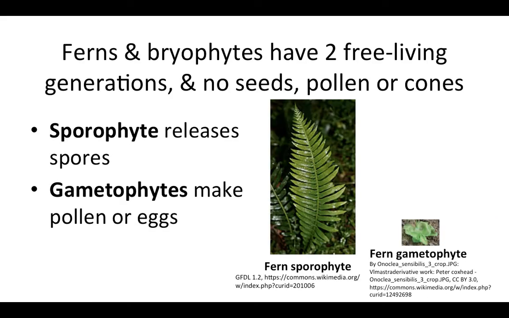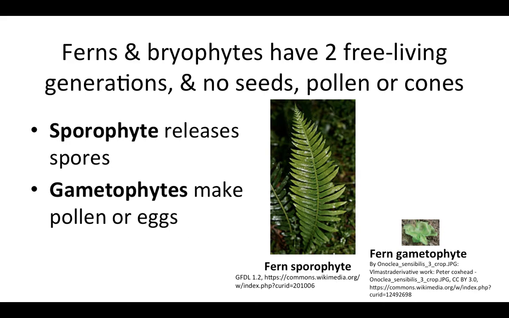Since we've talked about how reproduction occurs in angiosperms and gymnosperms, let's go back and do a quick reminder of how this process works in ferns and bryophytes. We did talk about fern life cycles already. They do have a very similar life cycle. Remember that in both of these plants, there are 2 free-living generations, one of which is haploid and one of which is diploid. Ferns and bryophytes never make seeds.